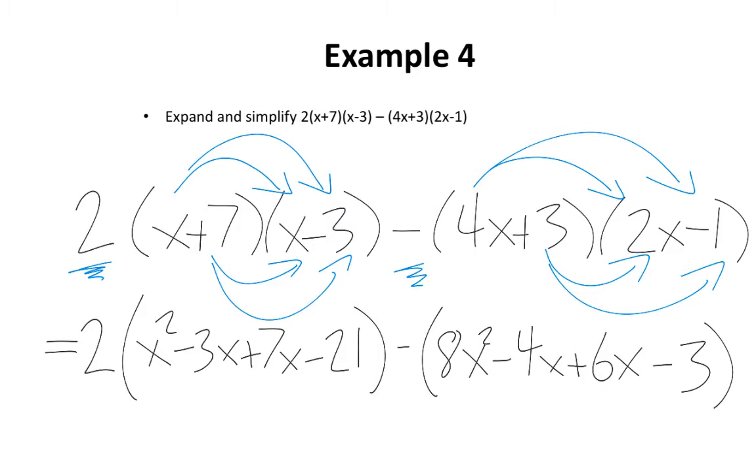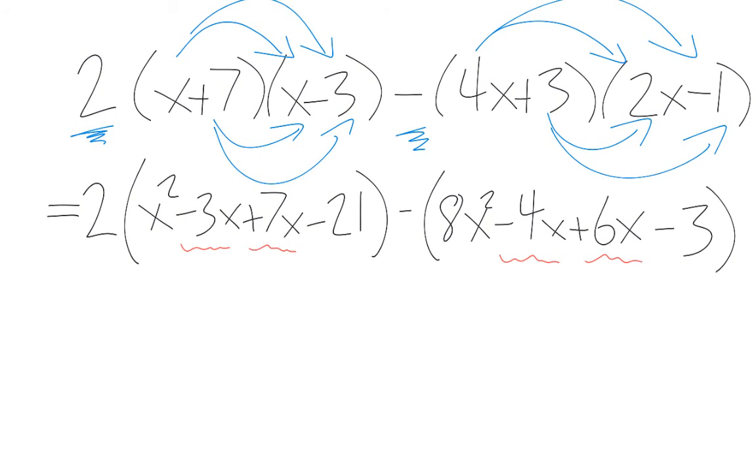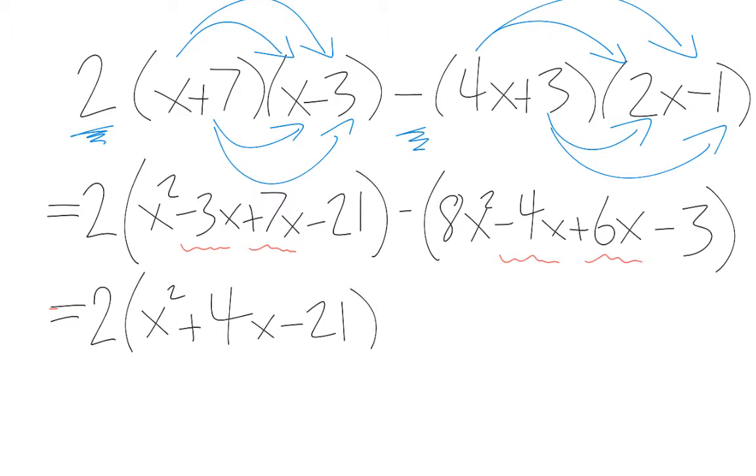Before we continue, let's collect like terms. Negative 3x and positive 7x are like terms. Negative 4x and positive 6x are like terms. Therefore, let's simplify that before we continue. Remember, everything stays the same. I'm only changing the things that I am simplifying. So negative 3x plus 7x is positive 4x. Negative 4x plus 6x is positive 2x.